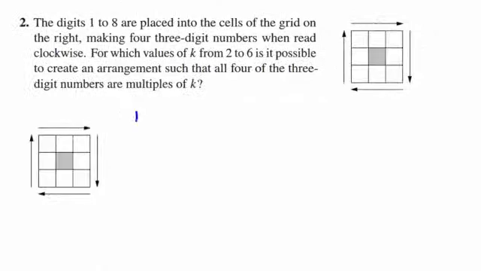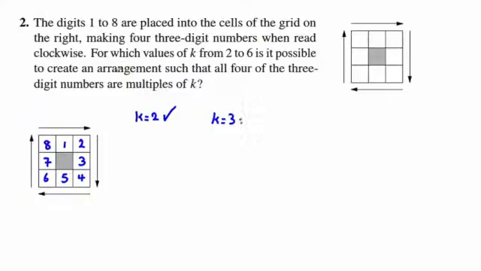Okay, let's check k equals 2 first. All these 4 numbers should be multiples of 2. So here should be even. For example, I place 2, 1 to 8. 4 here, 6 here, 8 here, then 812, for example, 234, 456, 678. So for 2 it was okay. Now let's check k equals 3.